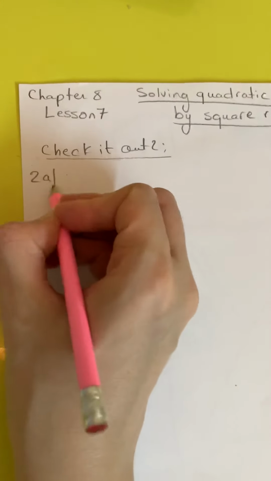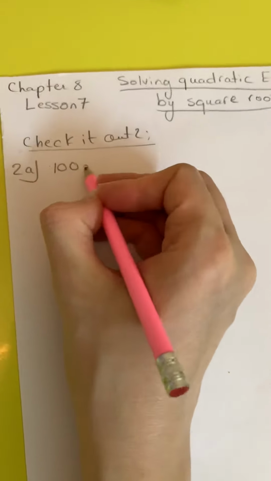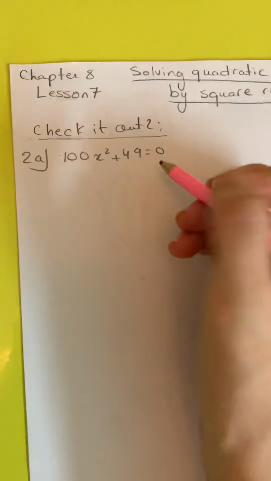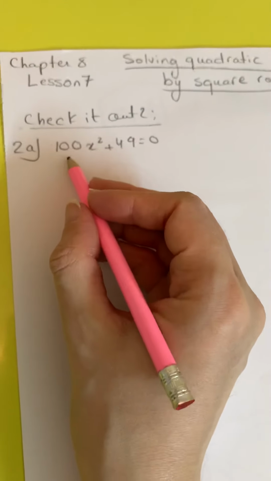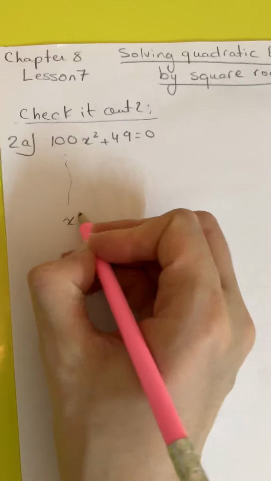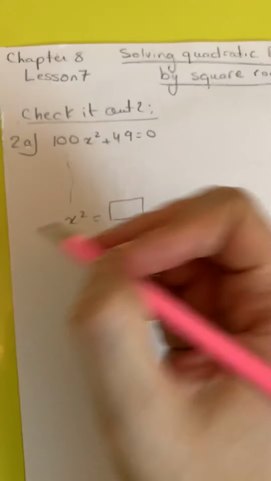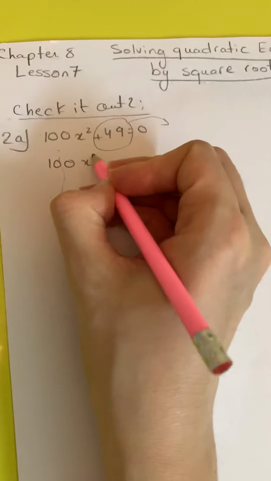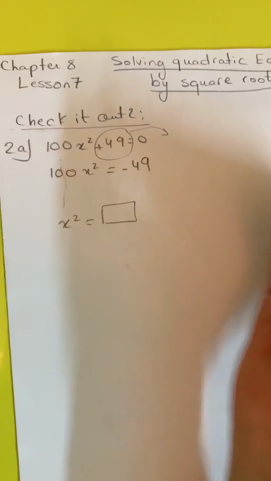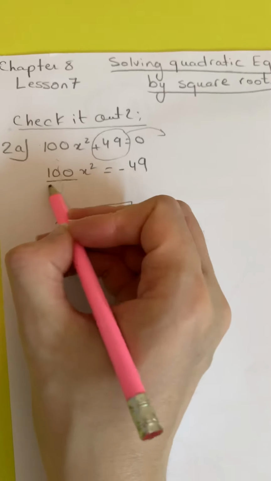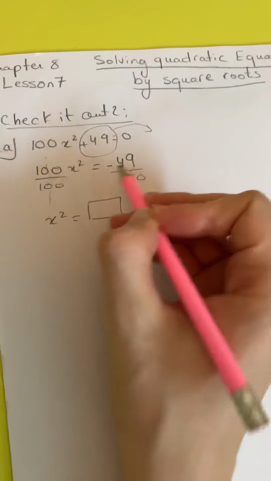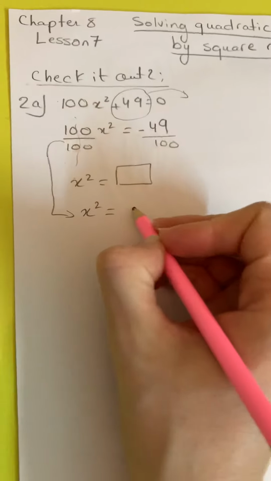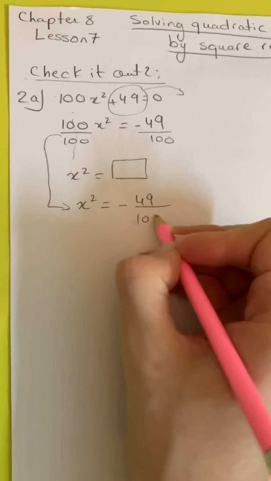Now, 2a was: you have to solve this quadratic equation. If you remember, we said we want to reach where we have x power 2 equal a number. So I will take this number to this side. It becomes negative 49. Then to get rid of 100, I divide by 100. Then I'll get x power 2 equal negative 49 over 100.